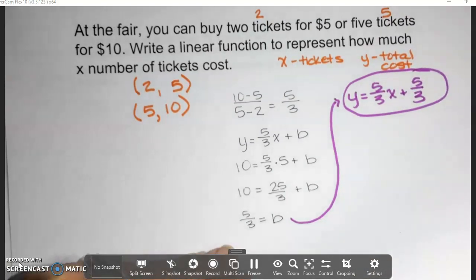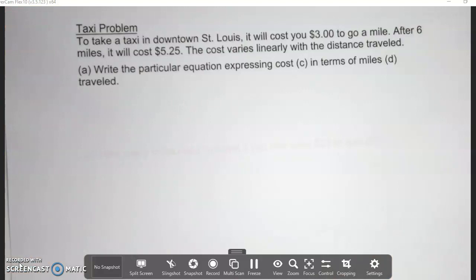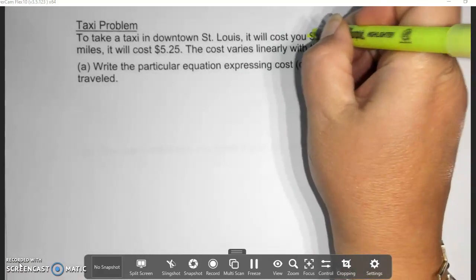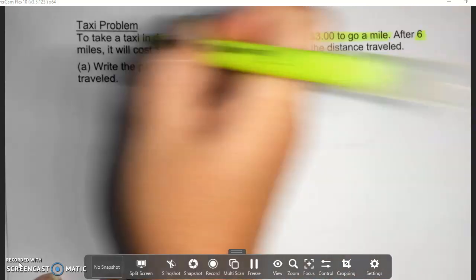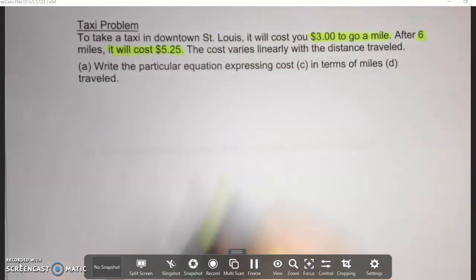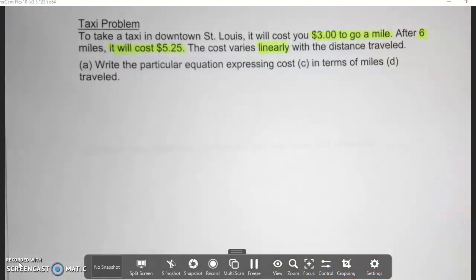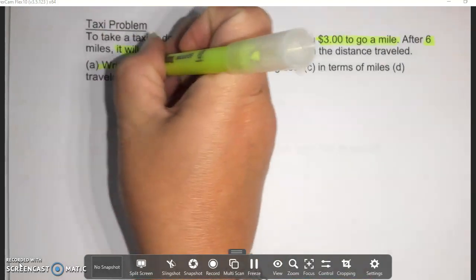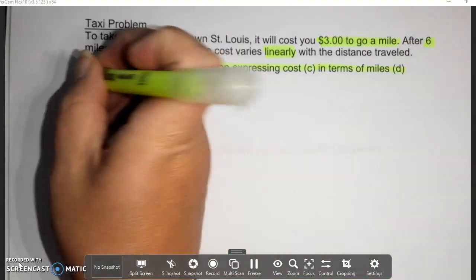Let's do another one. Oh, here's the taxi problem. To take a taxi in downtown St. Louis, it would cost you $3 to go 1 mile. So if I have markers or highlighters, I'm going to highlight that. $3 to go 1 mile. And after 6 miles, it will cost $5.25. The cost varies linearly, which means it's a linear equation with the distance traveled. Write the particular equation expressing the cost in terms of miles traveled.